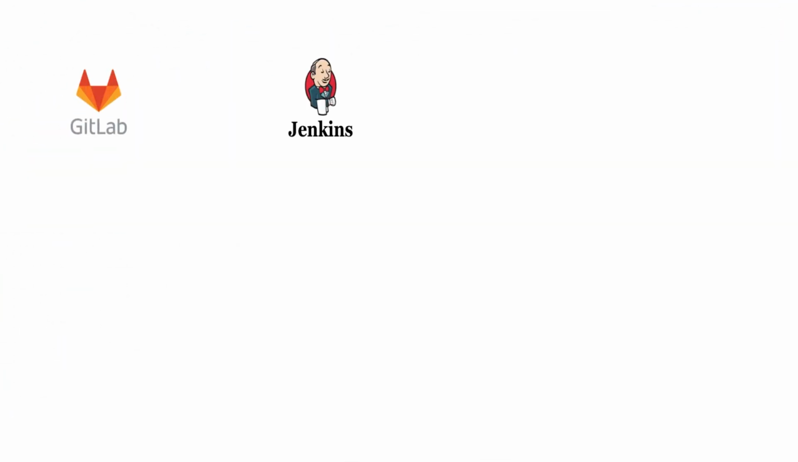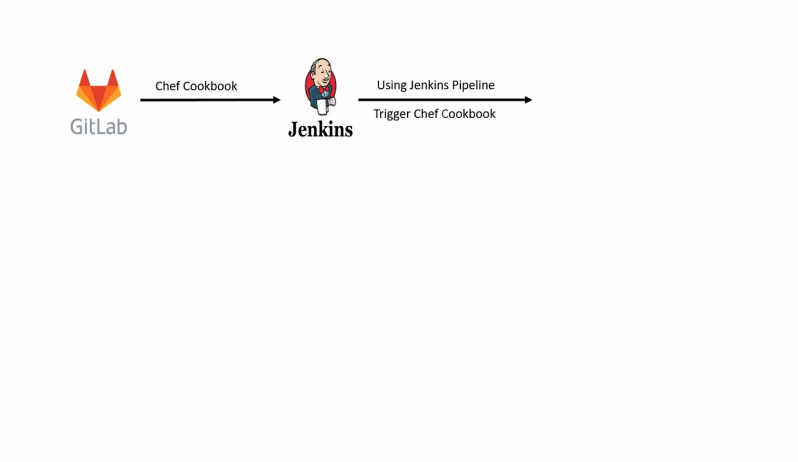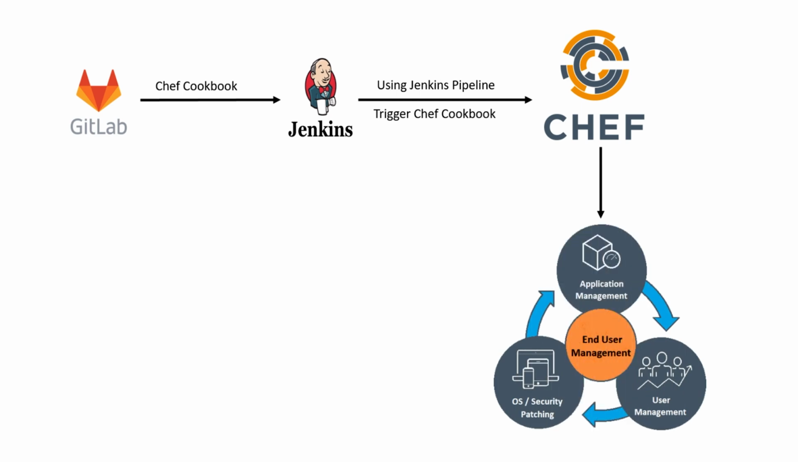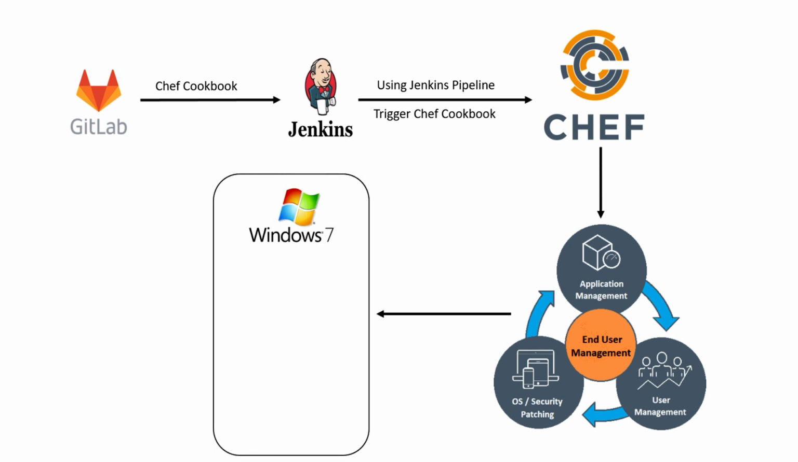Jenkins's job will be to pull the end-user management Chef code from GitLab. In the next stage, Jenkins will execute Chef client on all the end-user machines, which will perform the below tasks: OS patching, package installation, package upgrade, and creating a user on Windows servers. Now, let us see how the end-user management happens via the Jenkins pipeline.